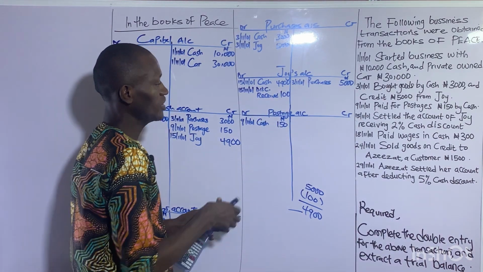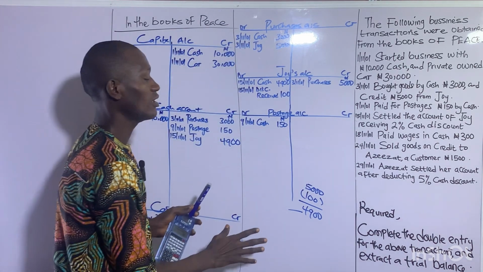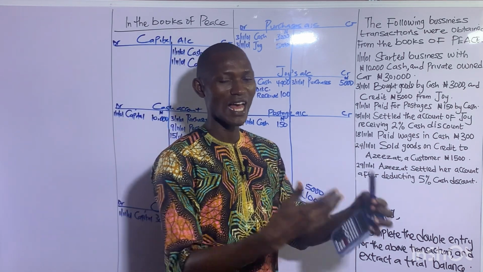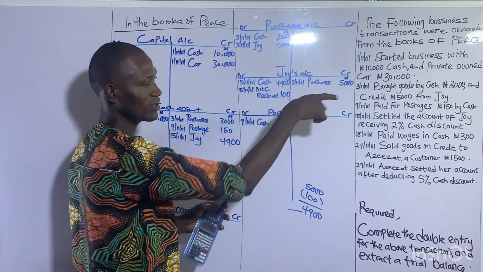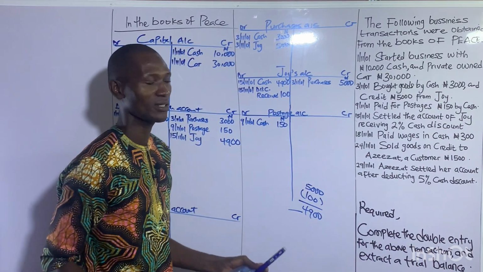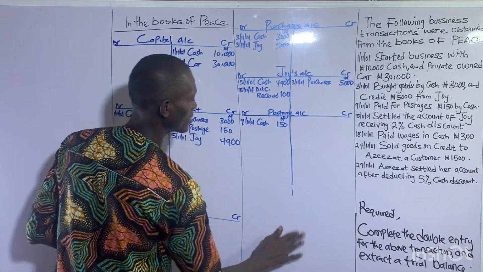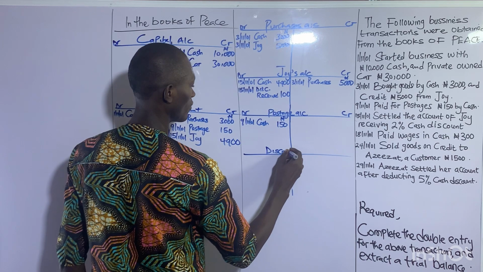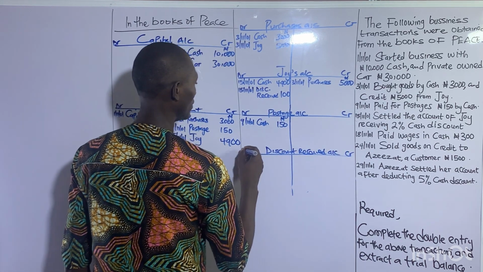entry. Then this will also reflect in discount received account because this is the book of Peace. So to Peace is discount received. To Joy is discount allowed. So it will be discount received there, but when you are to Joy now, it will be discount allowed. To Peace, it will be discount received, but to Joy, it will be discount allowed. So let's open discount received account. So credits, we have debits.